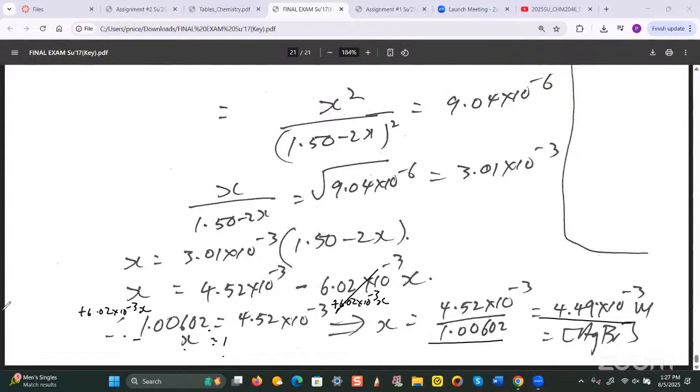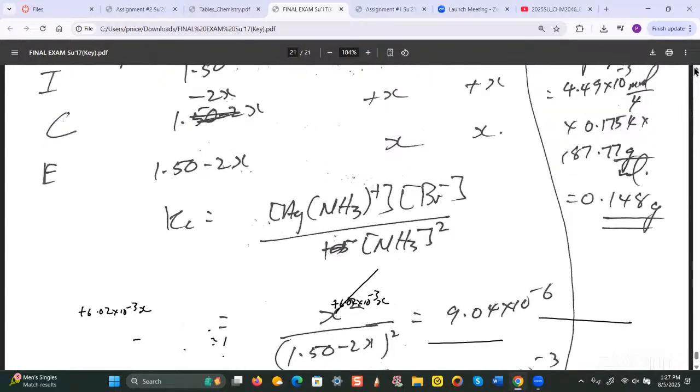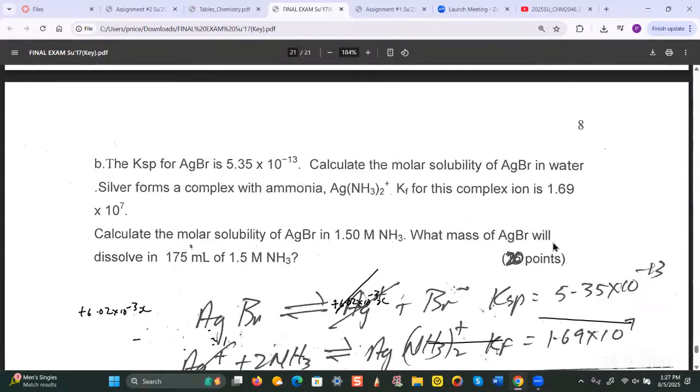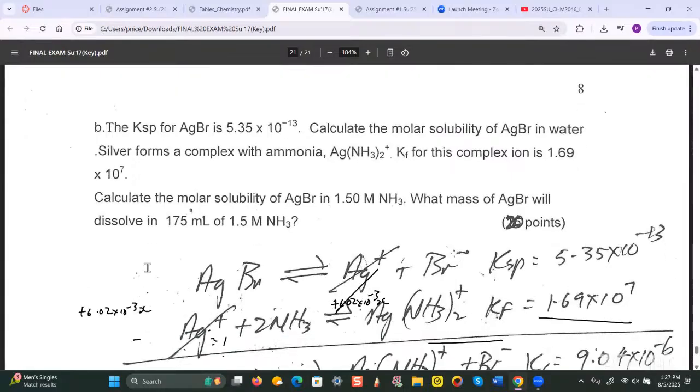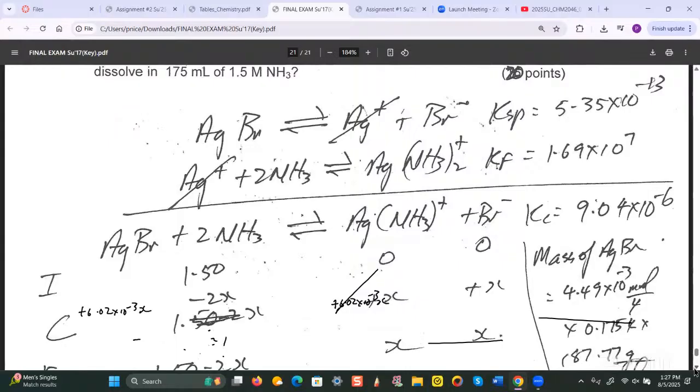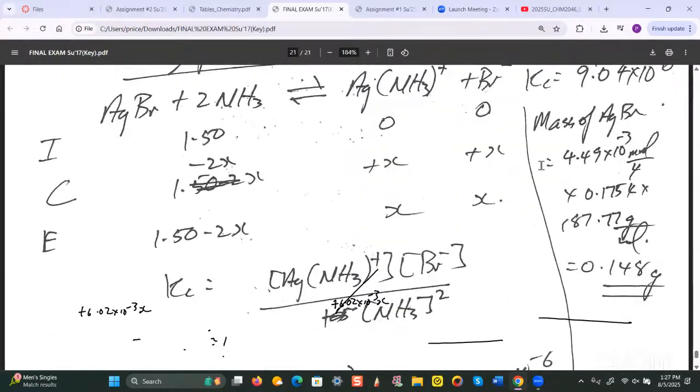And then I think the other part, the C part, is asking for, let's go back up here. The C part is asking for the mass of silver bromide. So once we have the solubility, it's all a matter of multiplying the solubility by the volume, which has to be in liters, which is what I did right here. So the solubility that I calculated earlier, which is 4.49 times 10 to the minus 3 moles per liter, I multiply by 175 mL, which is the same thing as 0.175 liters.